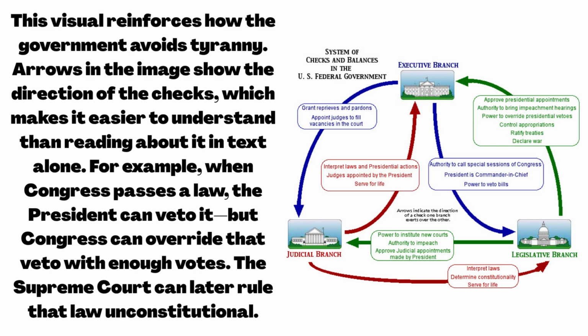Arrows in the image show the direction of the checks, which makes it easier to understand than reading about it in text alone. For example, when Congress passes a law, the president can veto it, but Congress can override that veto with enough votes. The Supreme Court can later rule that law unconstitutional.